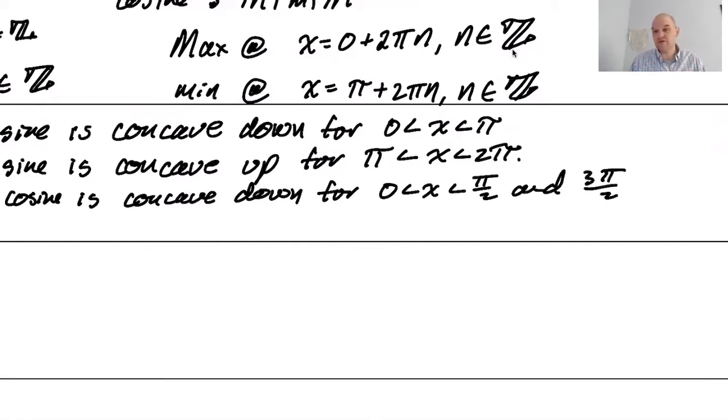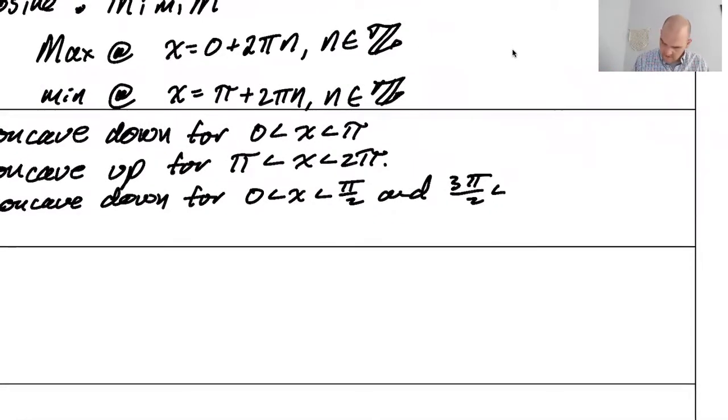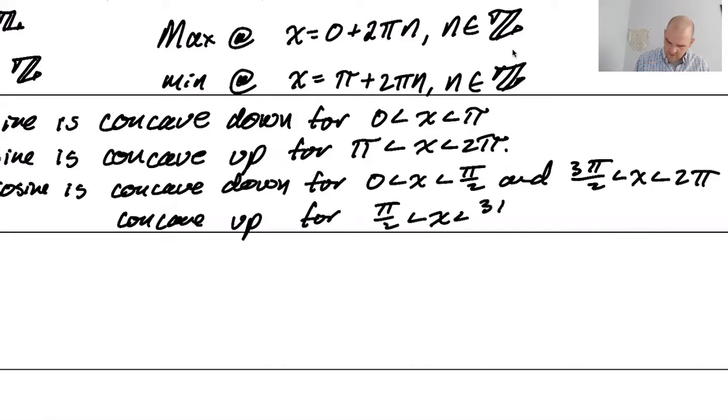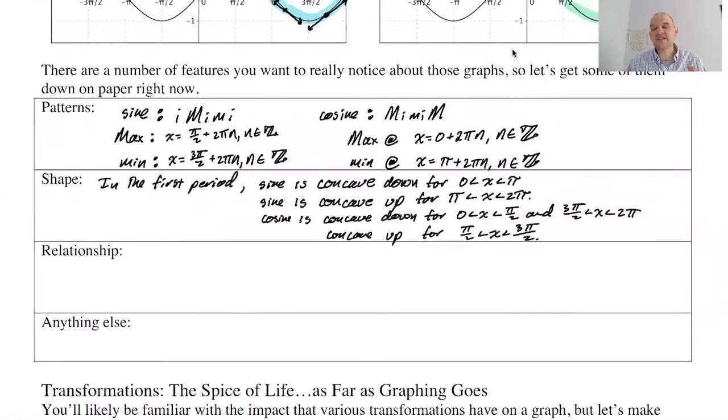But for half of the period, for an entire pi radians, it's a disjoint pi radians, whereas sine is a continuous pi radians in that first interval. But that's okay, because things happen. We don't get to control that. Concave up for pi over 2 to 3 pi over 2. Okay, so we get this. Now that's the least important feature, I would say, from our perspective.